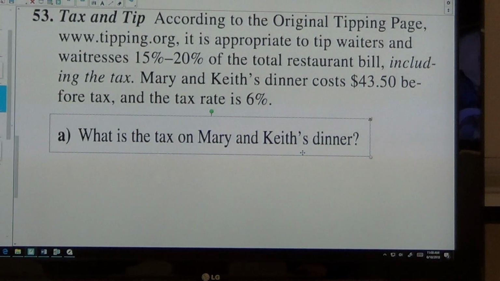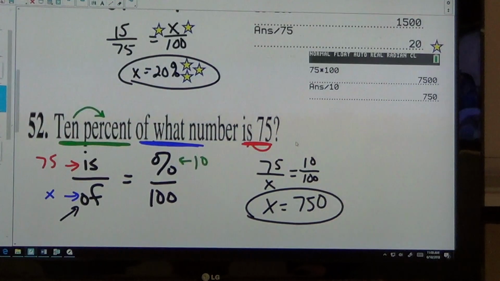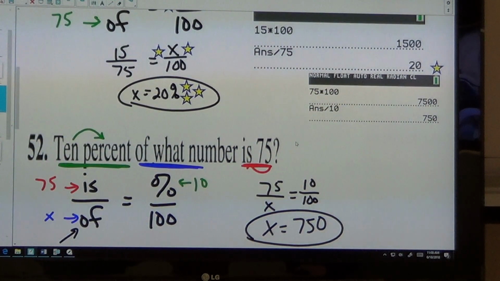According to the tipping page, first of all, do y'all know how much tip you should leave? What is the average tip that you should leave? 10%. And some people don't realize this, but when waitresses go to work, they make $2 and something cents an hour. Yeah, $2.13 an hour.